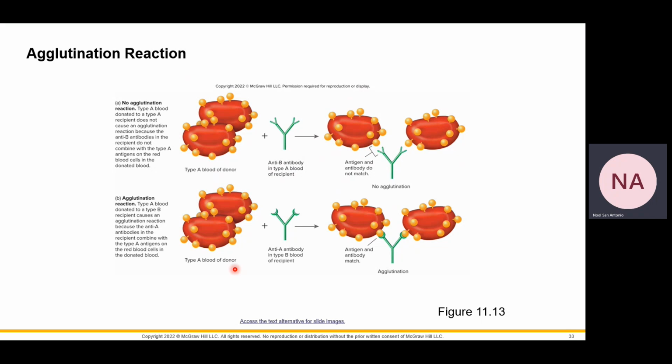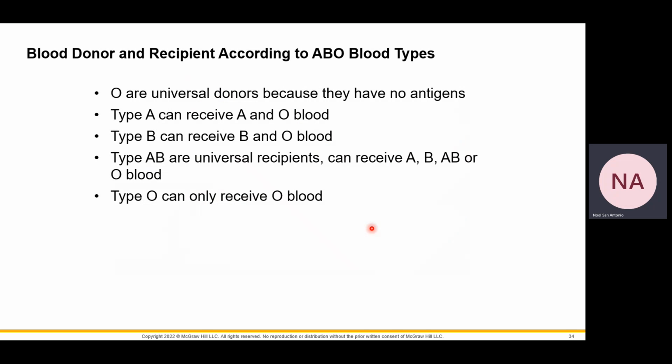Same as in kapag ang blood type ng donor is type A, tapos ang blood type ng recipient is type B, sigurado magkakaroon ng agglutination reaction because the recipient has an anti-A antibody. So therefore, there will be agglutination reaction, which is life-threatening again for the recipient because there is blood clumping.